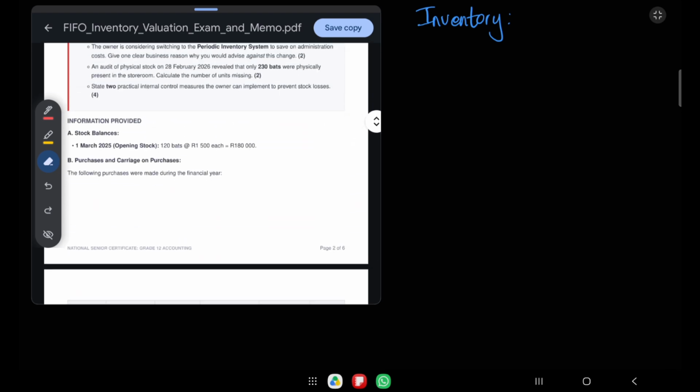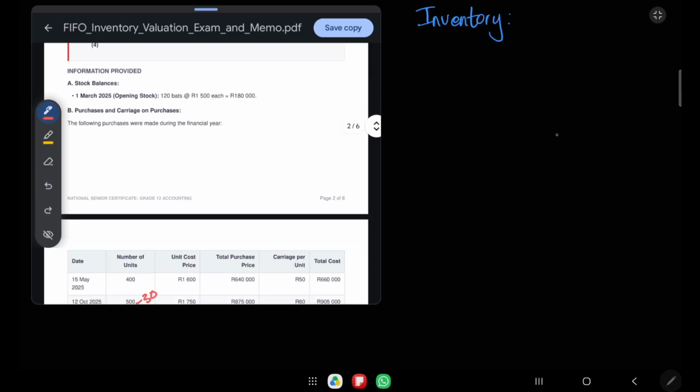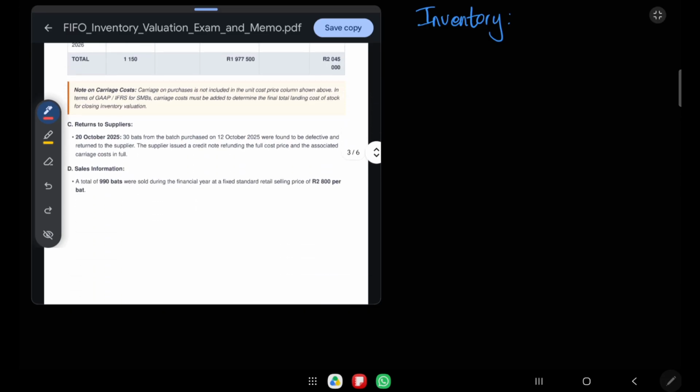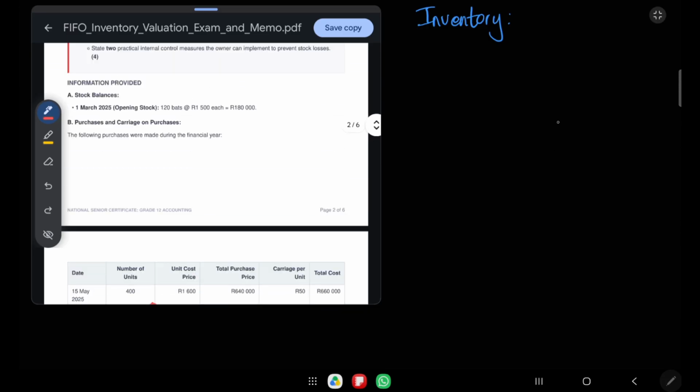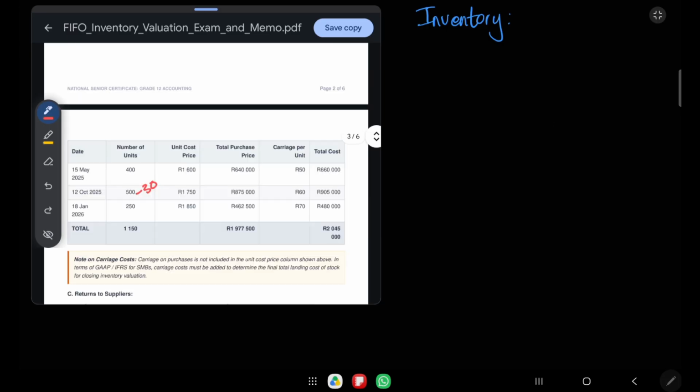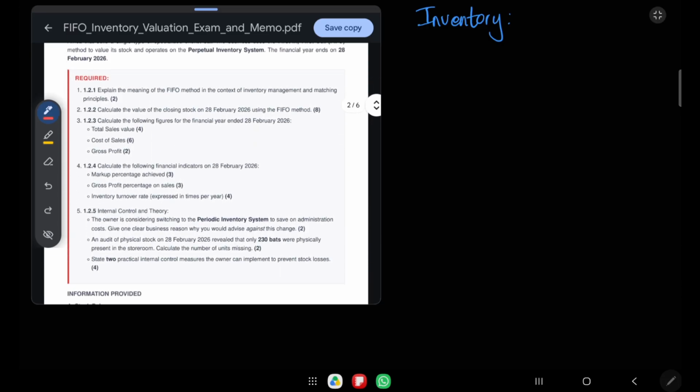We have the opening stock. They gave us the opening stock here. We then have our purchases and carriage on purchases. We also have our returns and our sales information. We now have some knowledge about all the information that we've been given. Now let's go back to the questions.